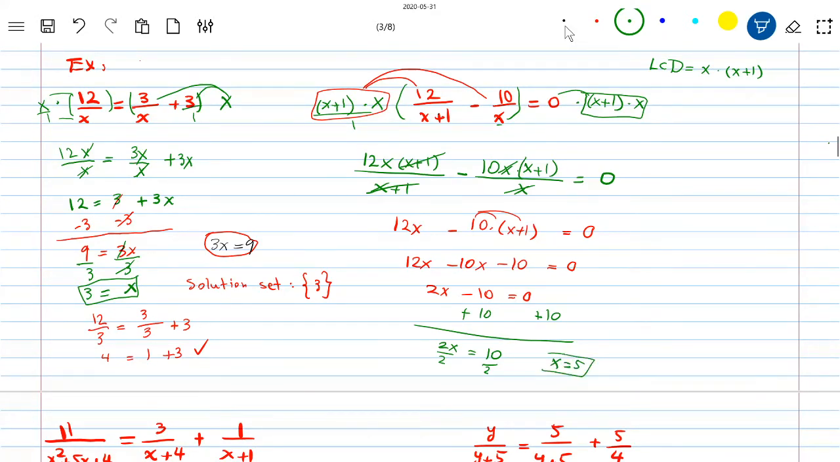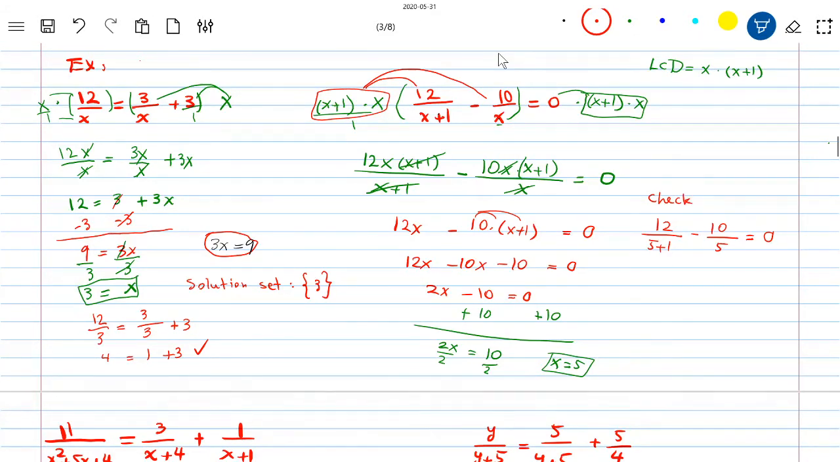Is it the solution? You don't know. You have to check it back into the equation. Not always what you get is a solution. So let's try 5 in the equation. If I replace x with 5, what do I get? 12 divided by 5 plus 1, minus 10 divided by 5, is equal to 0. This is just to check our solution.